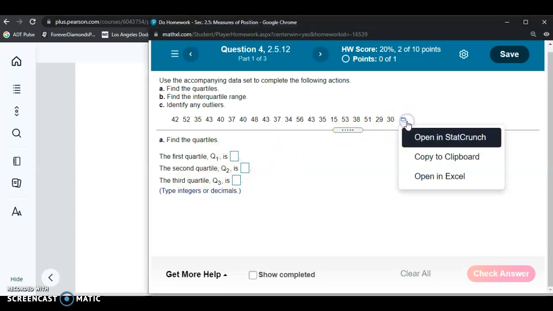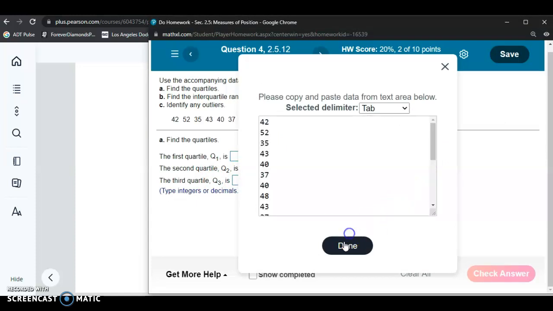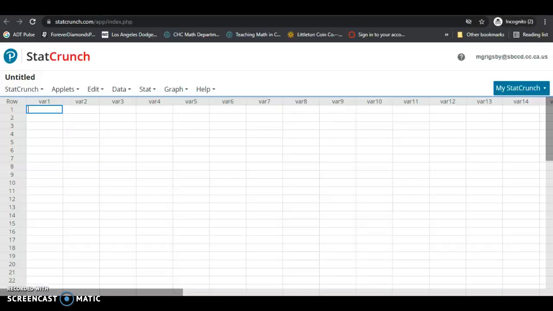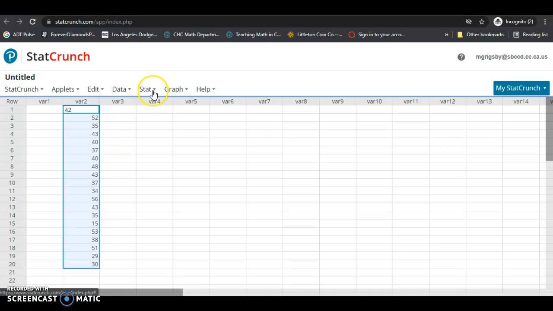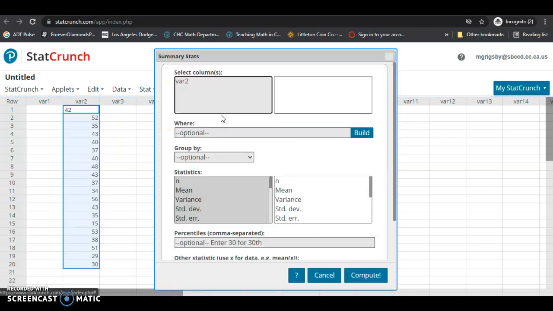Okay, so let's go ahead and copy the data in Stackwork. Paste the data in an empty column. And what we want to do is go to the stat menu, select summary stats and columns, and select the column that contains the data. Okay, and what we need are the quartiles.